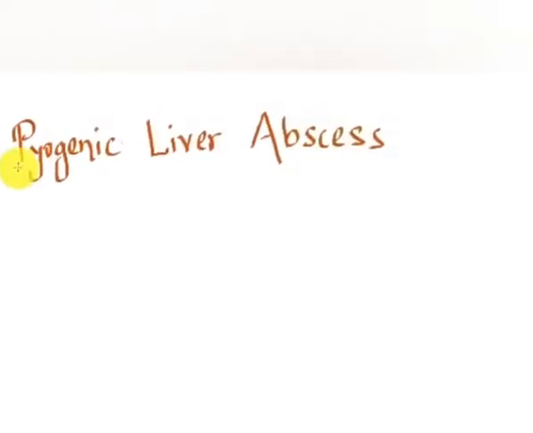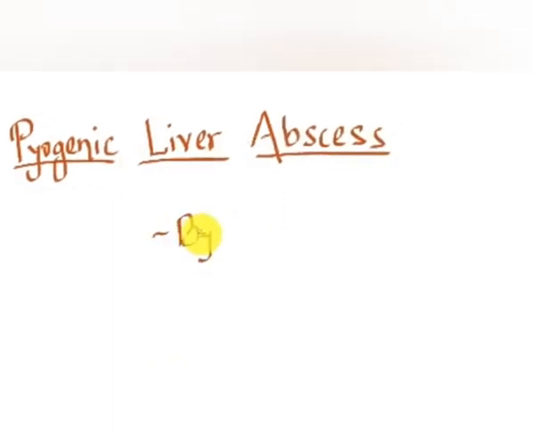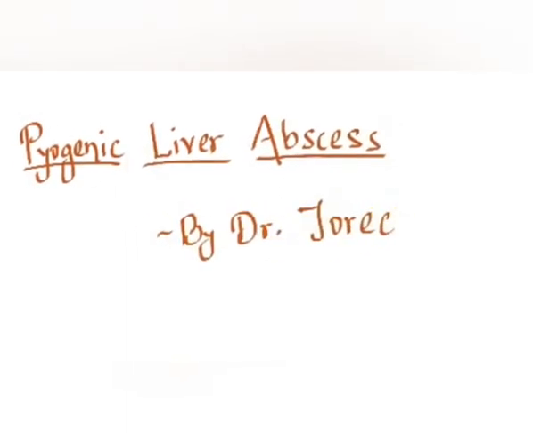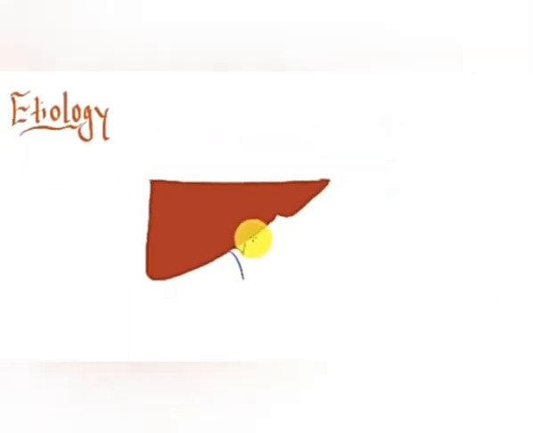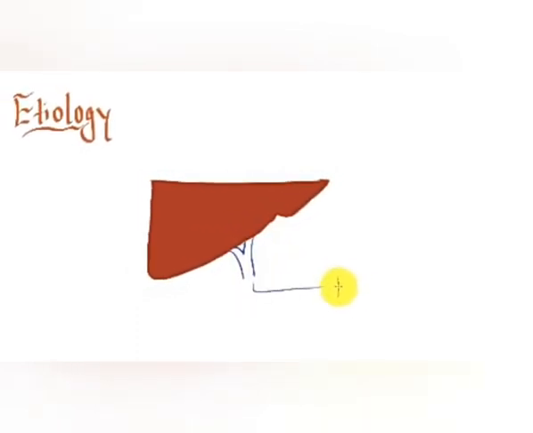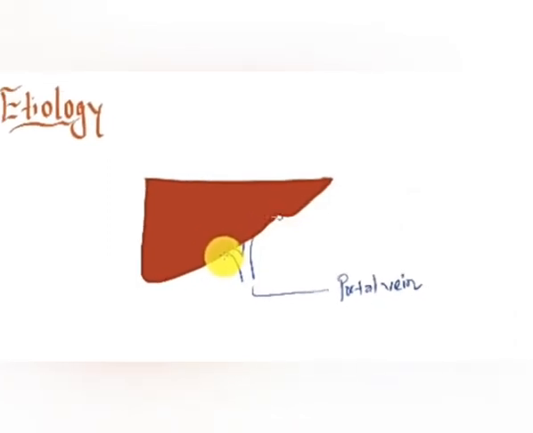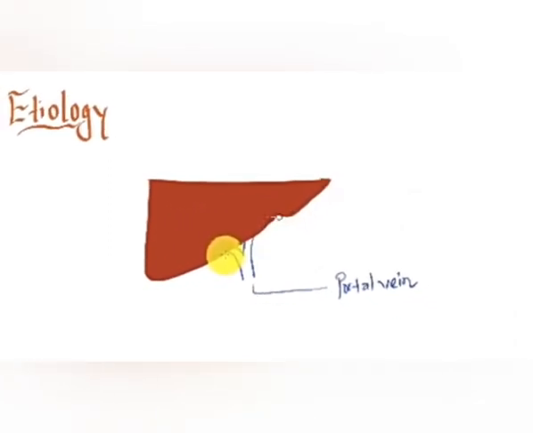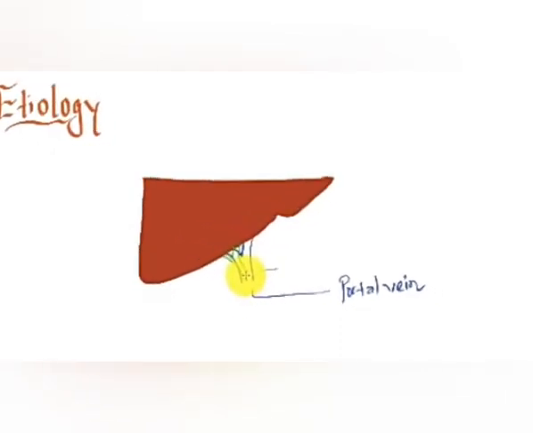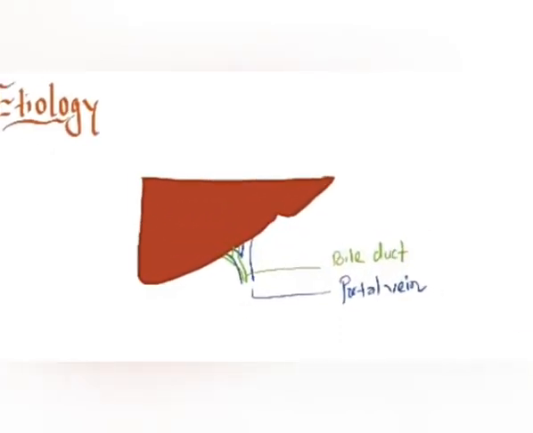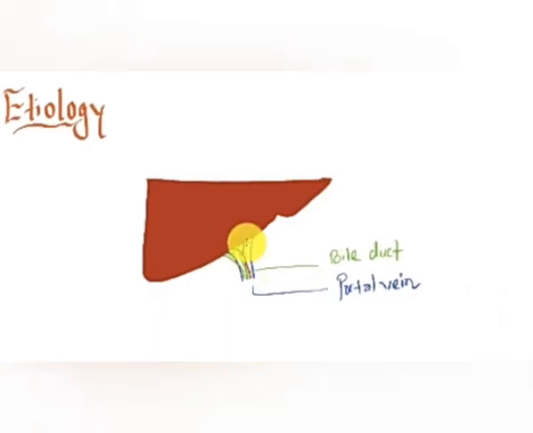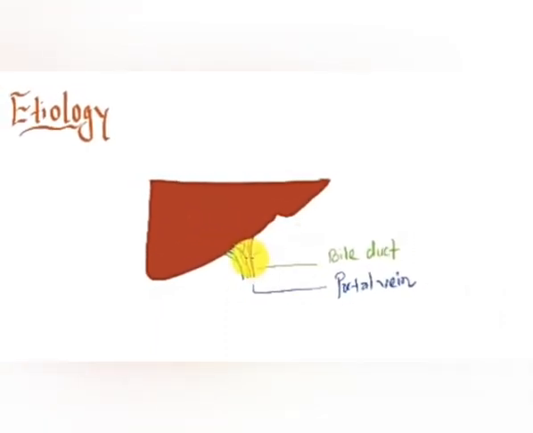Hi guys, today we are going to discuss pyogenic liver abscess. Let's get started. Talking about the etiology of pyogenic liver abscess, the infection to the liver can enter through three routes. One of them is the portal vein. The second one is the bile duct, and the third route is through the hepatic artery.